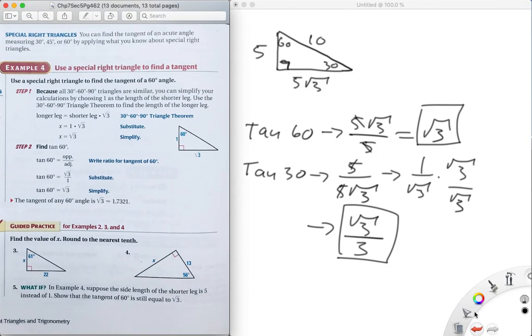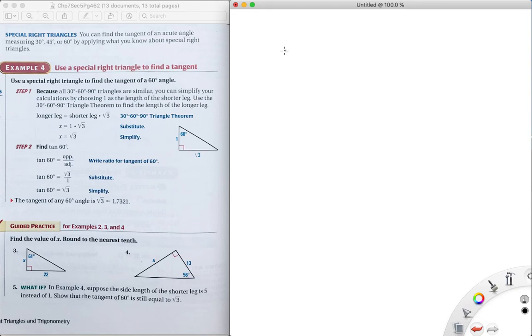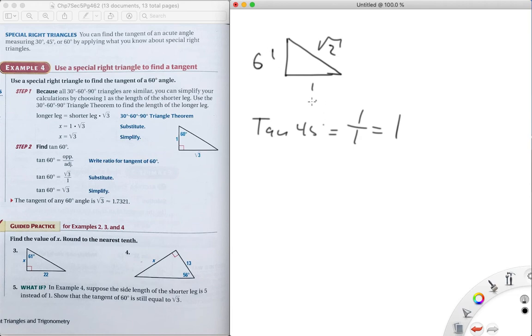This also works with 45, 45, 90. So if I had a 45, 45, 90, right? So let's say this is 1, this is 1, this is square root of 2. If I was to do tangent of 45, it would be 1 over 1, which is 1. No matter which side it is. And if this was 6 and 6 and 6 root 2, I would still get the same thing. Tangent of 45 would be 6 over 6, which is 1.